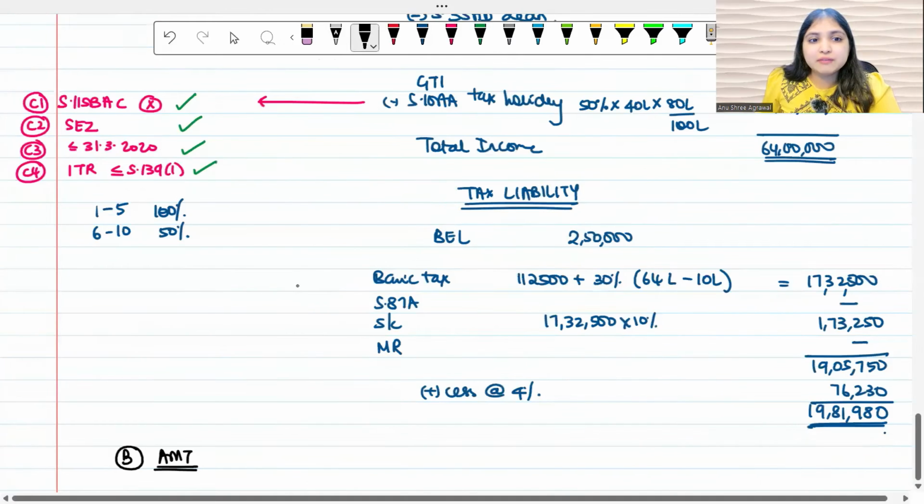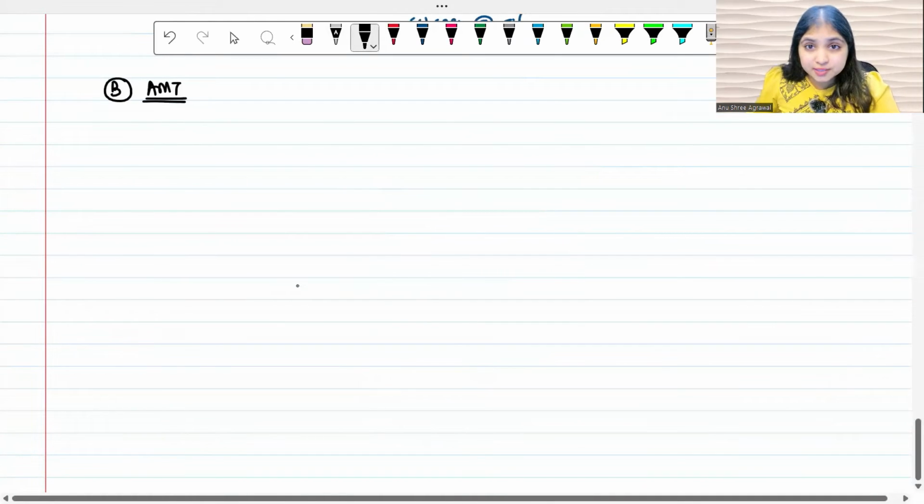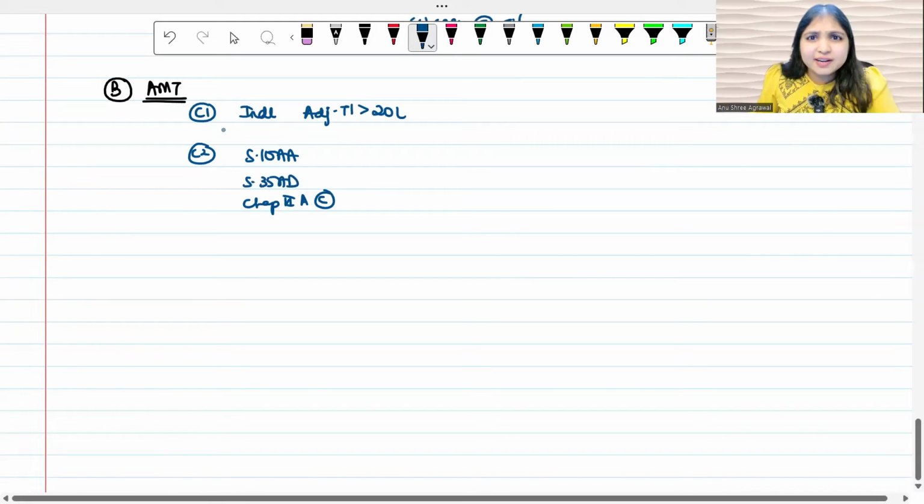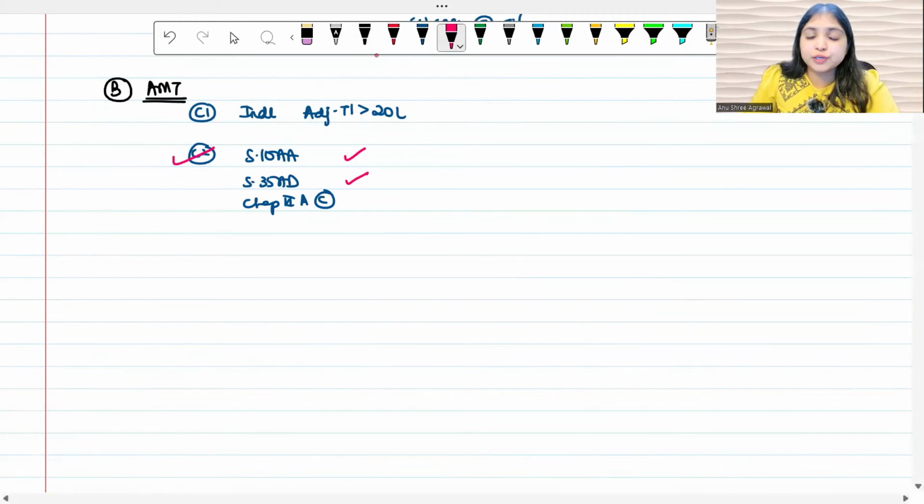Now see, whenever you want to do calculation under AMT, we have conditions. We have to check whether the conditions are fulfilled or not. We have two conditions. Condition number one, assessee is an individual over here, so the assessee's adjusted total income has to be more than 20 lakhs. And condition number two is that either 10AA or 35AD or Chapter VI-A Part C, at least assessee must be having. Here if you see, assessee is having 10AA tax holiday also, he's having 35AD deduction also. So therefore at least assessee is having, so yes, condition 2 is fulfilled. But we have to check the adjusted total income, is it more than 20 lakhs or not?